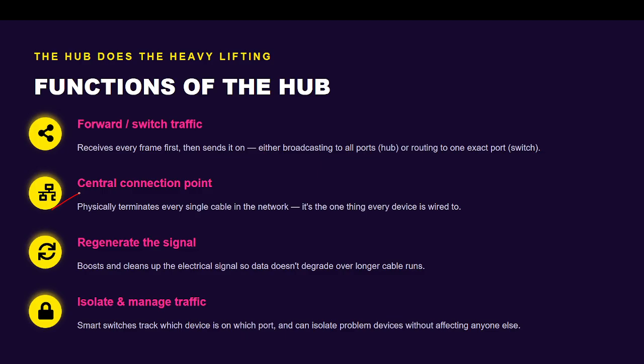Third function is it regenerates a signal so your data doesn't get weak and sad over long cable runs. And function four, smart switches can isolate a problem device without taking down anyone else. Basically, the hub isn't just a box, it's doing work.